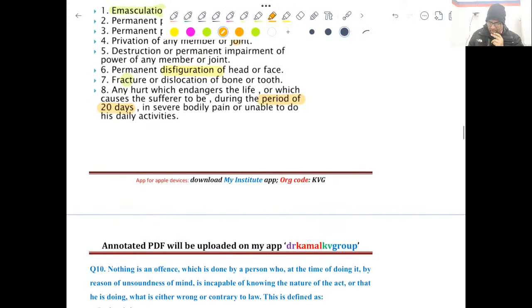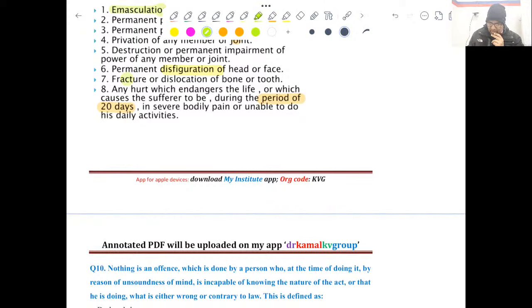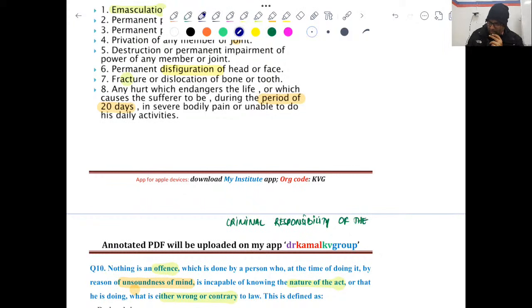Now moving forward to another question. Nothing is an offense which is done by a person who, at the time of doing, by unsoundness of mind, is unable or incapable of knowing the nature of the act, whether whatever he is doing is wrong or right. Now this is actually related to the criminal responsibility of the insane. Clear?